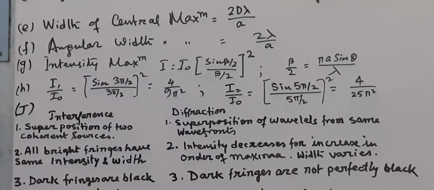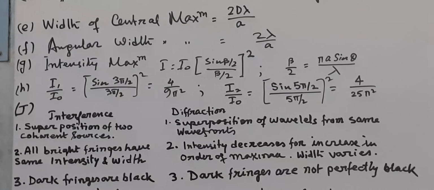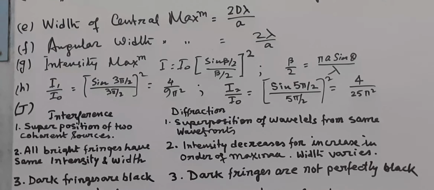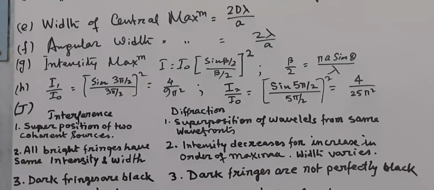Now, for the nth order secondary maxima, d sin theta will be 2 times (n plus 1) times lambda by 2. Again n will be 1, 2, 3 onwards. Now, the distance of the nth secondary minima on the screen from the central maxima will be y_n equals D n lambda by a, and similarly the nth maxima will be on the screen at y_n equals (2n plus 1) lambda D divided by 2a.